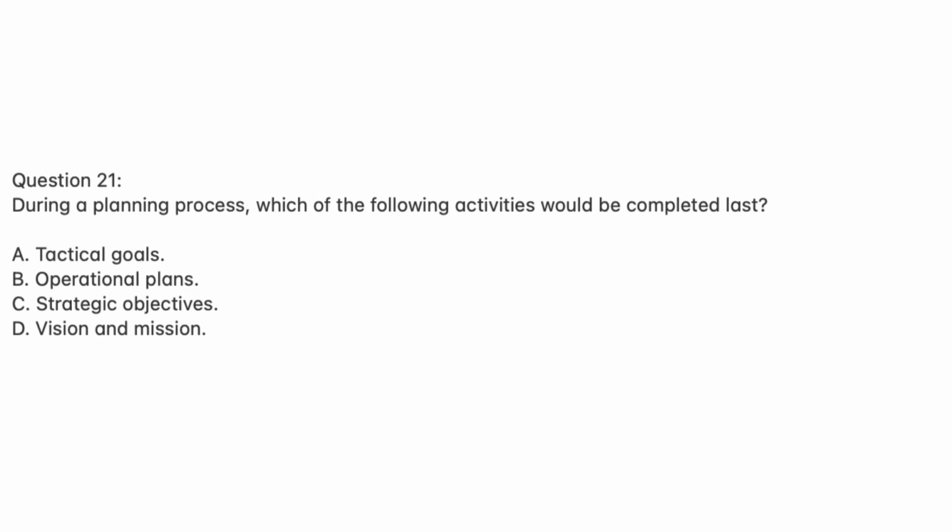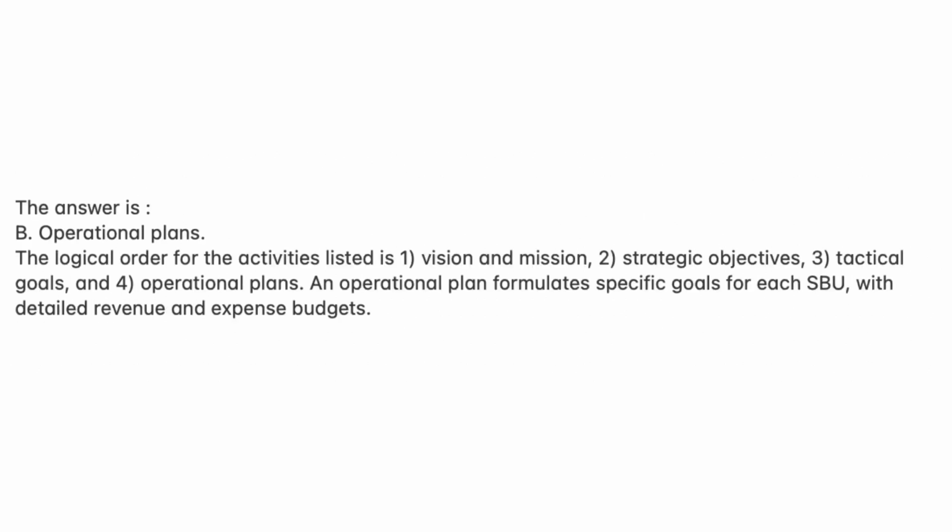Question 21. During a planning process, which of the following activities would be completed last? A. Tactical goals. B. Operational plans. C. Strategic objectives. D. Vision and mission. The answer is B. Operational plans. The logical order for the activities listed is 1. Vision and mission, 2. Strategic objectives, 3. Tactical goals, and 4. Operational plans. An operational plan formulates specific goals for each SBU, with detailed revenue and expense budgets.